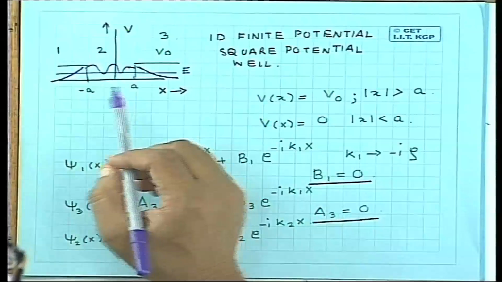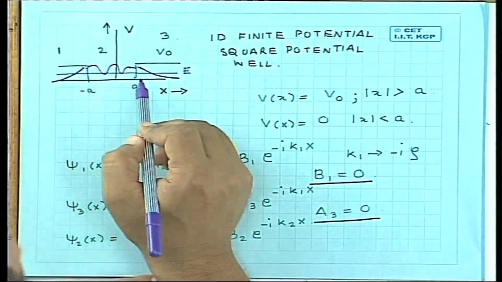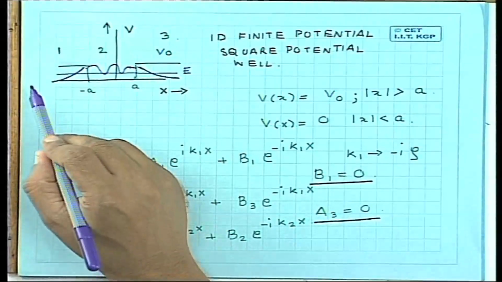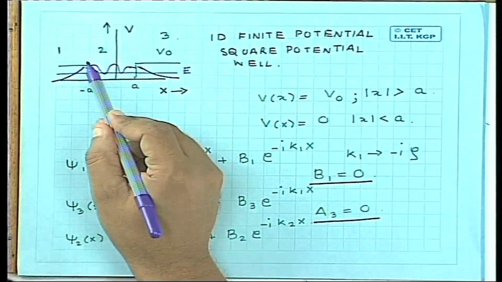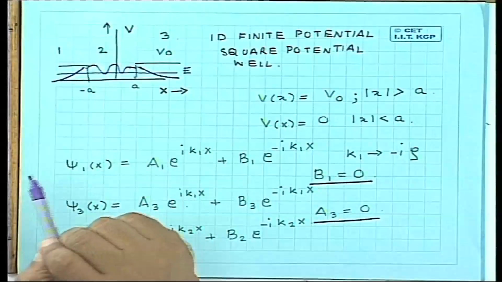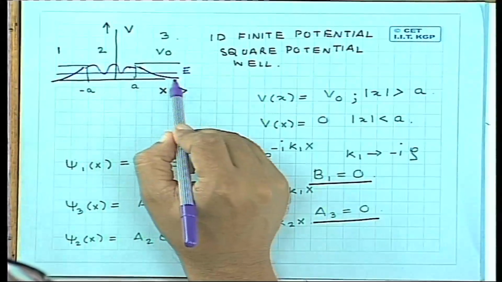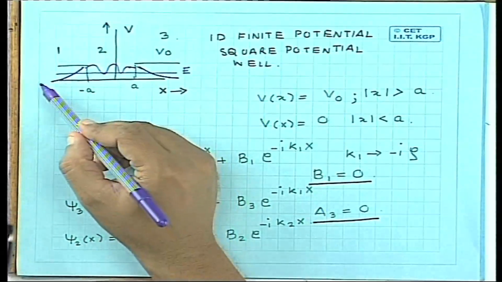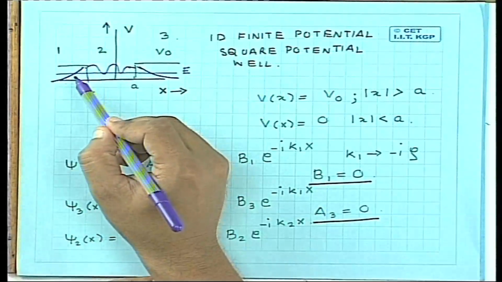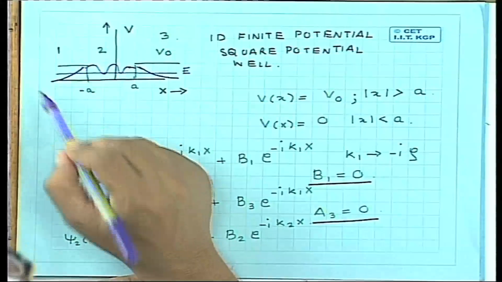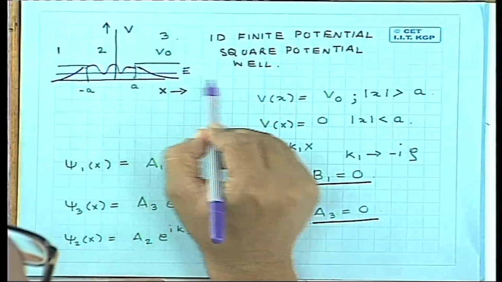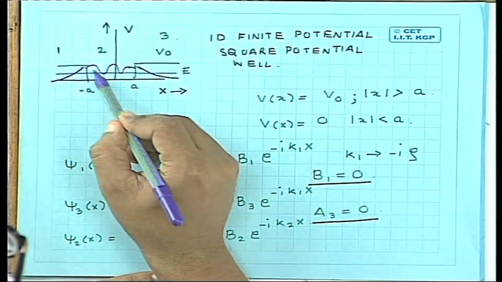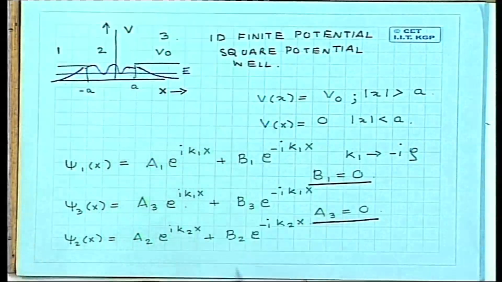So we have already seen that in the region minus A to A, the wave function is expected to oscillate. In the region minus infinity to minus A, the wave function will have an exponential behavior, and from A to infinity also it will have an exponential behavior. So the curve over here shows the expected behavior of the wave function. It should die away at minus infinity, should die away at plus infinity, rise exponentially to minus A, and then oscillate, and then again die away.